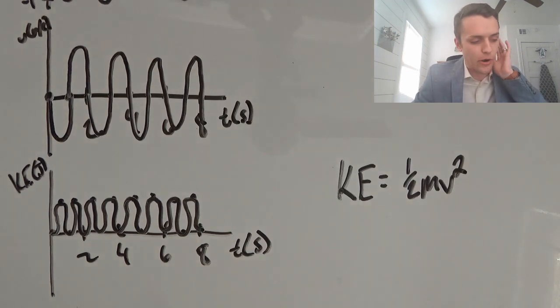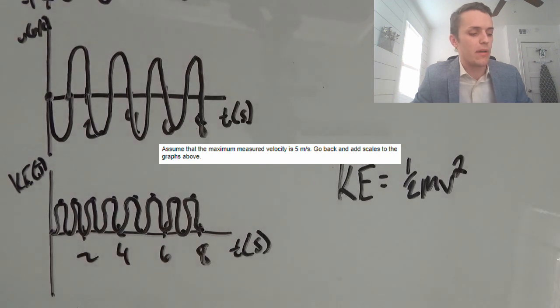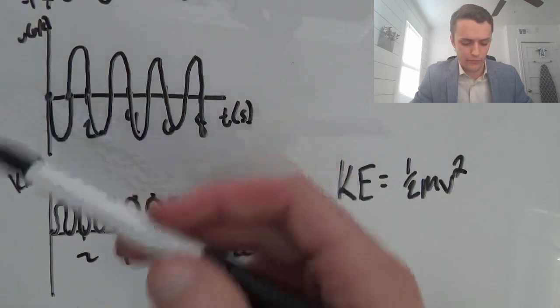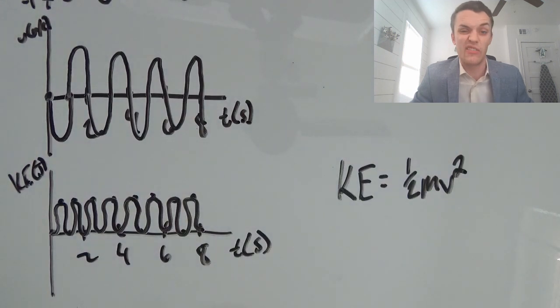So our last part says, assume the maximum measured velocity is 5 meters per second. Go back and add scales to the graphs above. So you notice that we don't have any scales on our two graphs here for the velocity or the kinetic energy because we didn't have enough information. But now we do. So we have a maximum measured velocity of 5 meters per second.